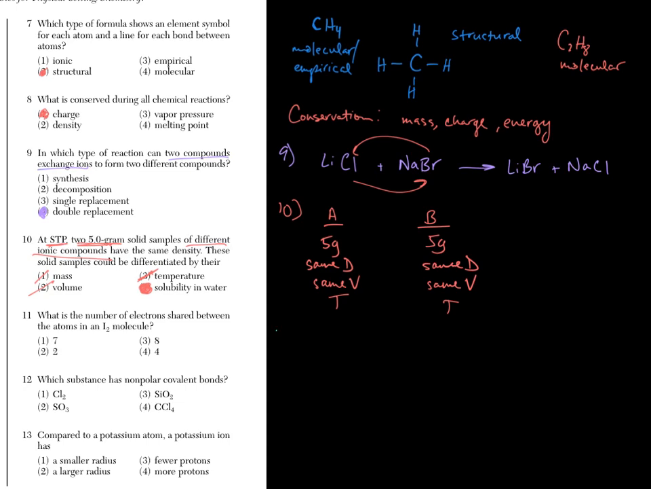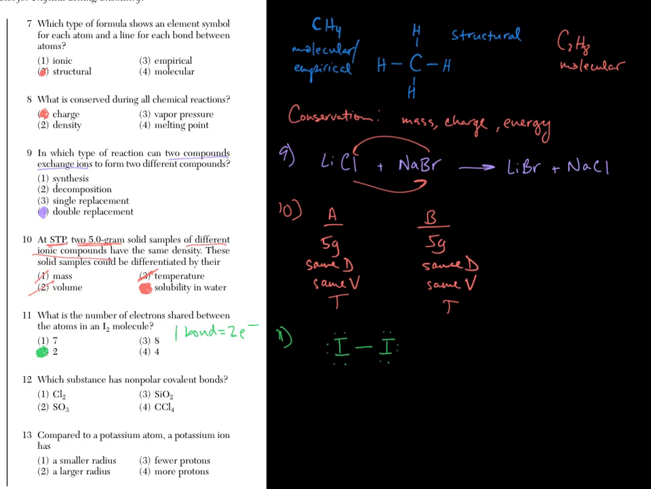Number 11. What is the number of electrons shared between the atoms in an I2 molecule? So I2 has 2 iodine atoms that are joined together by a single bond, and the rest are all lone pairs for the full octet for each of them. And so when it says shared, we're talking about the bonds. So there's only one bond, and one bond equals 2 electrons. Okay, so that is choice 2 for 2 electrons.